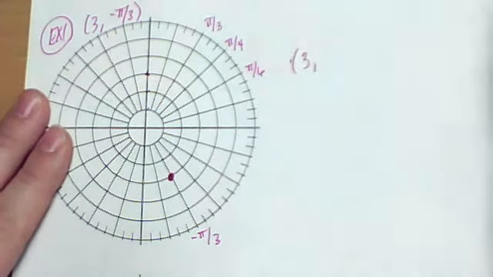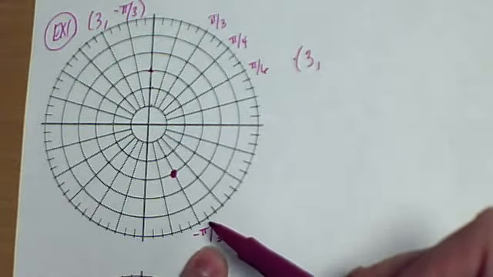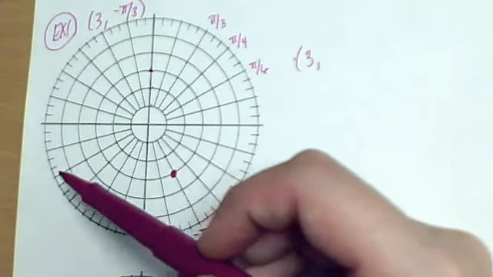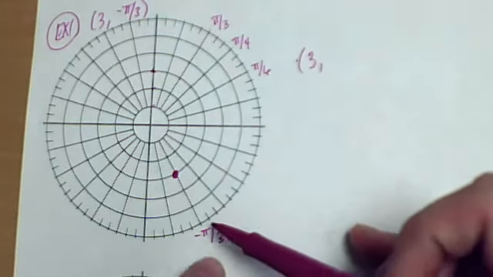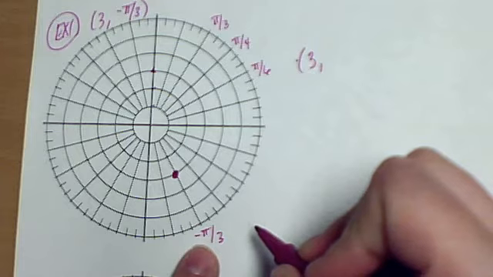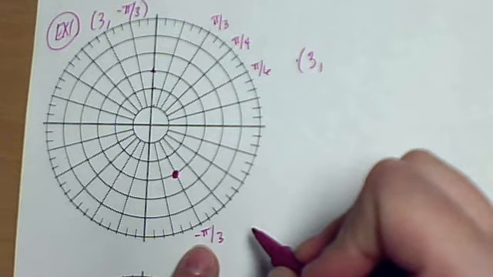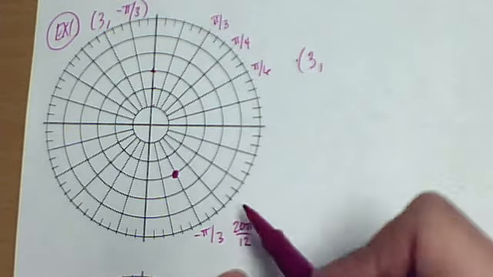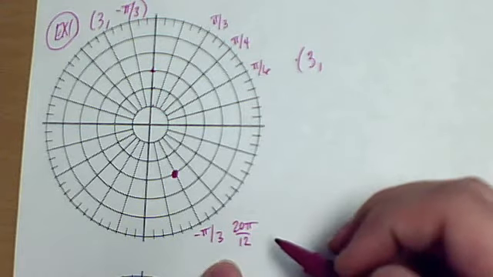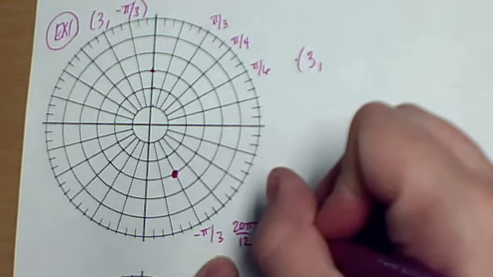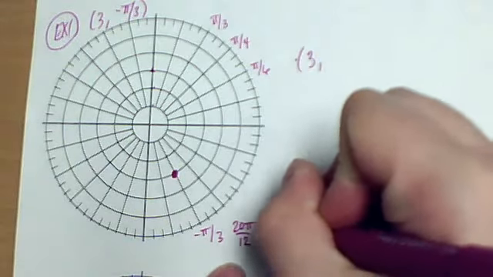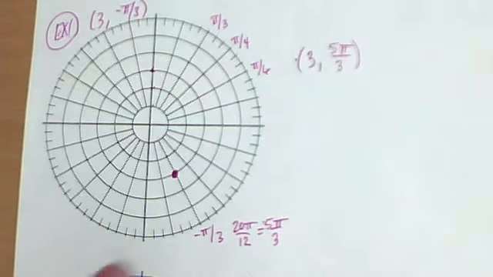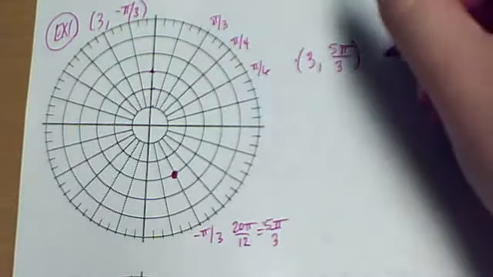I could keep this 3, and I could figure out what is the positive of this. If I were to keep going, this would be 12 pi over 12 because it's pi. 13, 14, 15, 16, 17, 18, 19, 20 pi over 12. And if I reduce that, that would be 5 pi over 3, right? So this could also be written as 5 pi over 3. Basically I just added 2 pi.